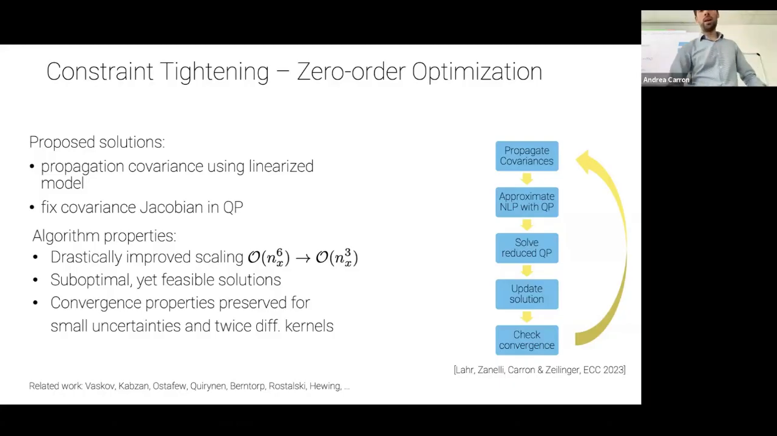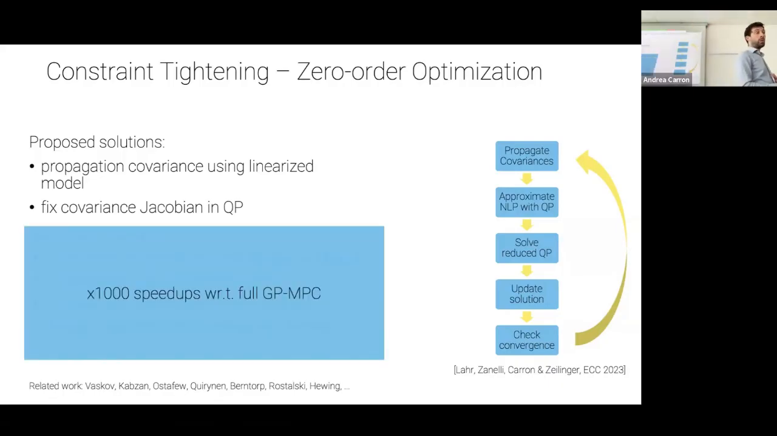So we can basically integrate any machine learning toolbox, for example, GPyTorch, if you're using GPs, or Torch, if you're using other methods, inside the routine quite easily. And we can use, for example, GPU for performing the propagation of the covariances. And we obtain up to 1000 times speed up with respect to a standard GPMPC approach that was optimizing over all the optimization variables and not using any sort of acceleration.